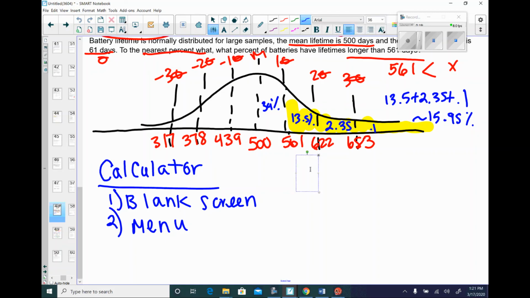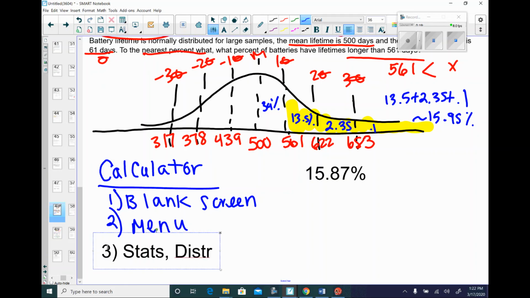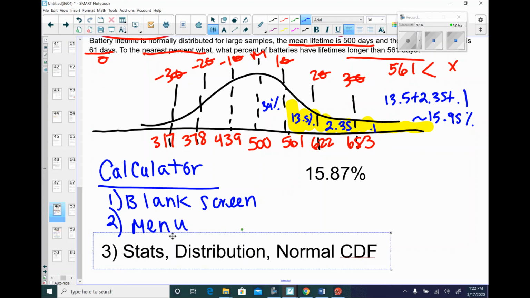That's 15.87%. Pretty close to this, right? So this is what I set up to estimate, and then I check it with my calculator. So here you go to menu. My third step is stats, then distribution, and then normal CDF. Put in your lower bound and upper bound, and you're good to go.